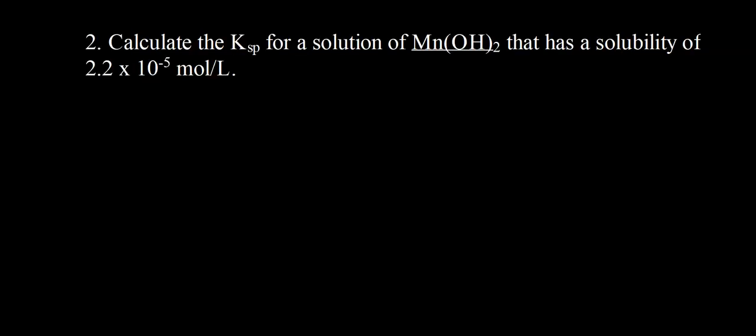All right, it's your turn. Calculate the Ksp for a solution of manganese 2 hydroxide that has a solubility of 2.2 times 10 to the negative 5th moles per liter. Follow the steps. Start off with your balanced dissociation equation, Ksp expression, set up an ice table, and solve. Go ahead and pause the video and work on that now, please.